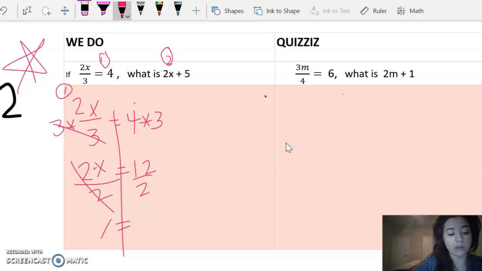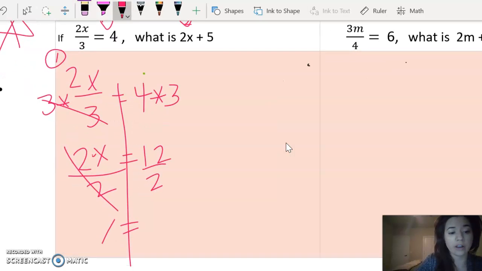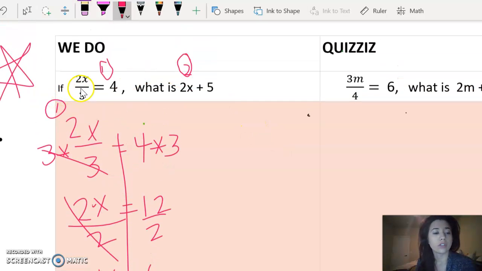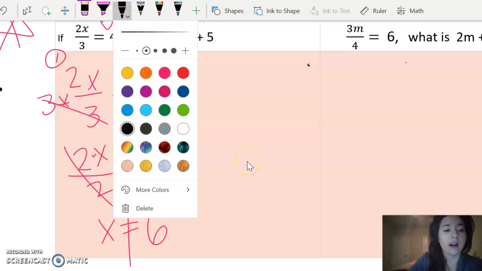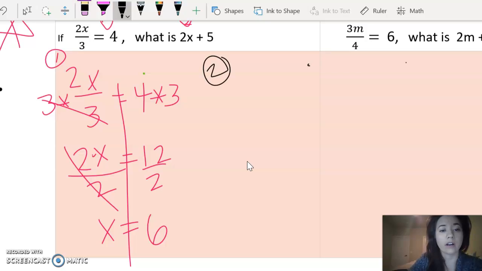Again, after you think you've solved the problem, double check, read it again, and see if you did what it's asking for. If 2x over 3 equals 4, what is 2x plus 5? So now I know x equals 6. Now I can do the second part here.